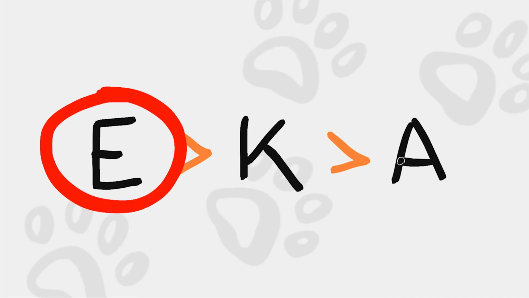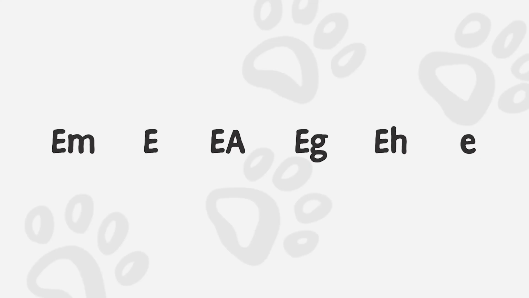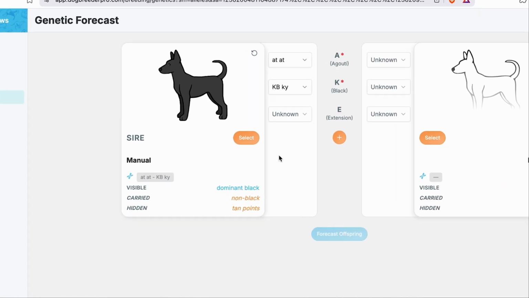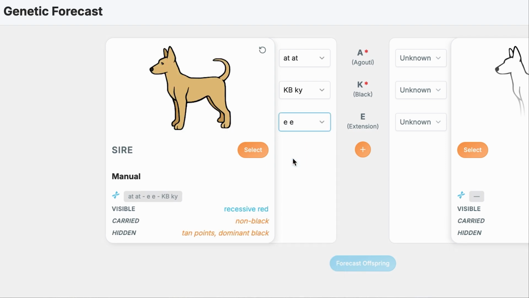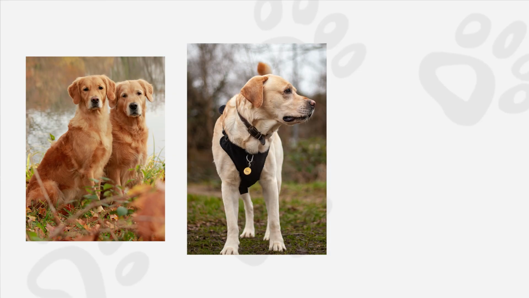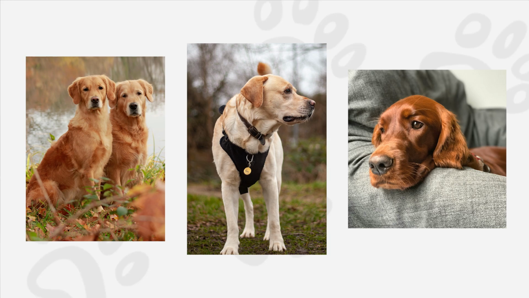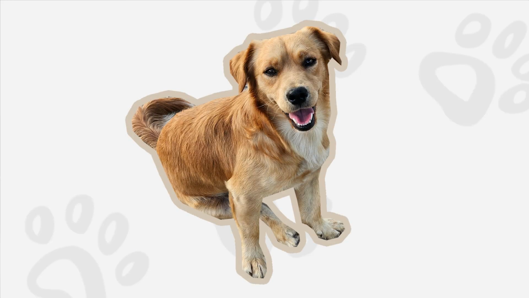Let's start with E. There are at least 6 distinct alleles at the E locus, and one of them is the recessive red gene. This gene pair will suppress eumelanin in the coat completely. Golden retrievers, yellow labs, and Irish setters are all good examples of this genotype. Their eumelanin base color is almost always black, as we can see in their nose and eyes, but there's no dark pigment in their coat, because the genes at the E locus have overridden whatever genes might be at A or K. Note that those genes still exist, they're just not being expressed in the dog's physical appearance.